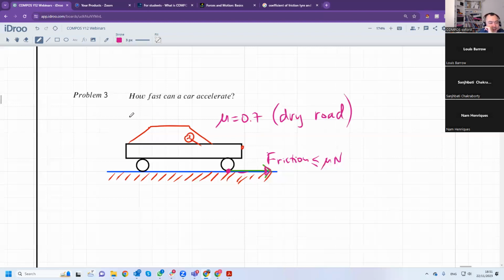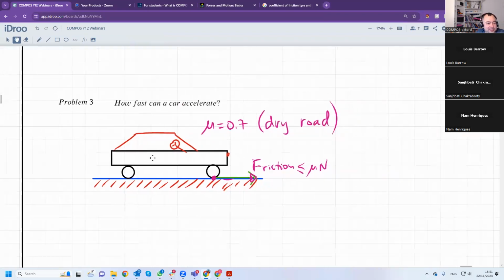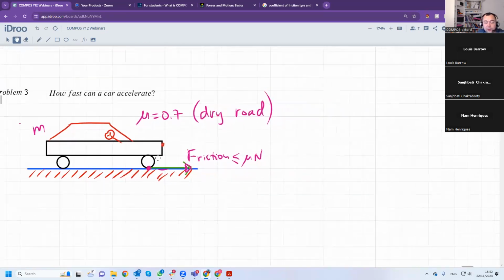And so, okay. Friction is mu N. Okay, so let's say the mass of the car is m. Let's say we don't know the mass of the car. And okay, so the only forwards force that is acting on the car is the friction.